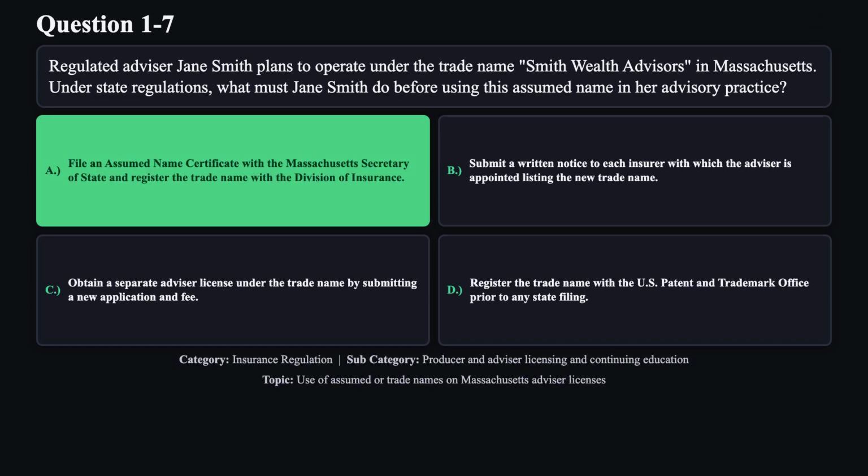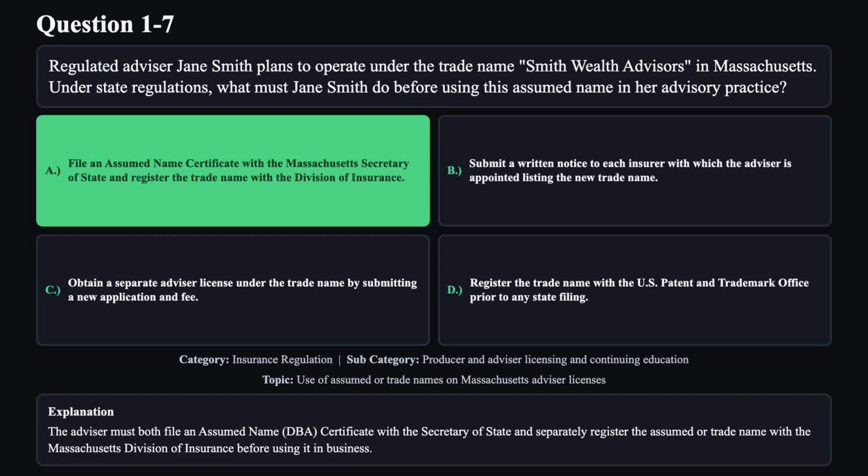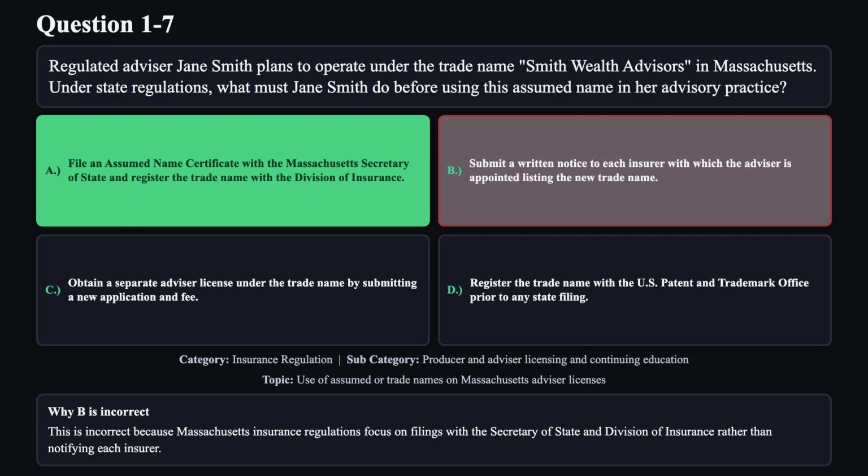The correct answer is A. The advisor must both file an assumed name DBA certificate with the Secretary of State and separately register the assumed or trade name with the Massachusetts Division of Insurance before using it in business. Reason B is not correct. This is incorrect because Massachusetts insurance regulations focus on filings with the Secretary of State and Division of Insurance rather than notifying each insurer.